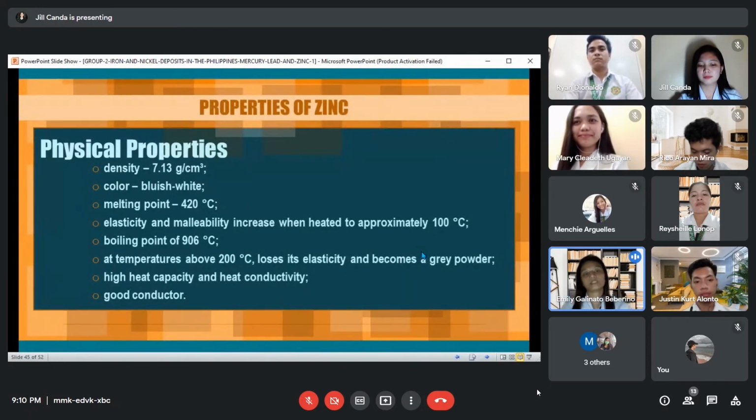Then the physical properties of zinc. The density of zinc is 7.13 grams per cubic centimeter, and the color is bluish white. Melting point is 420 degrees Celsius. Elasticity and malleability increase when heated to approximately 100 degrees Celsius, with a boiling point of 906 degrees Celsius, a temperature above 200 degrees Celsius. Zinc also has high heat capacity and heat conductivity, and it is a good conductor. Okay, next please.